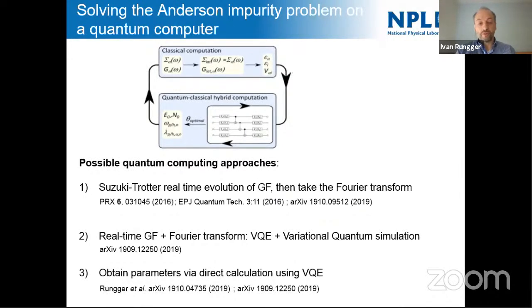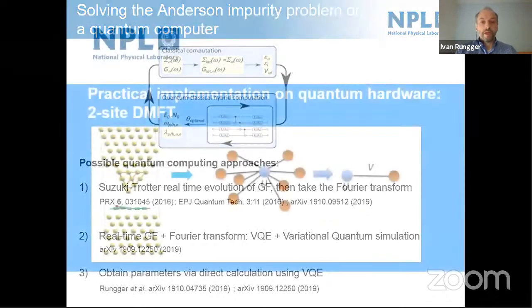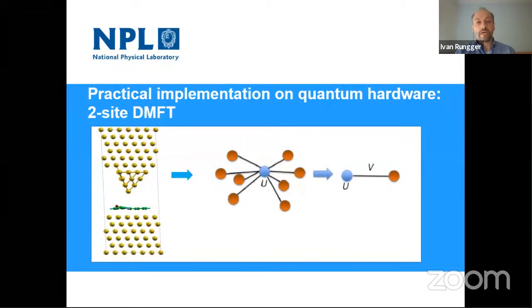And that's what I will show today. So this is basically just to summarize what I've said so far, right? We start from the real system of interest, which is quite challenging. But okay, let's discretize it. We have an impurity with some bath orbitals.